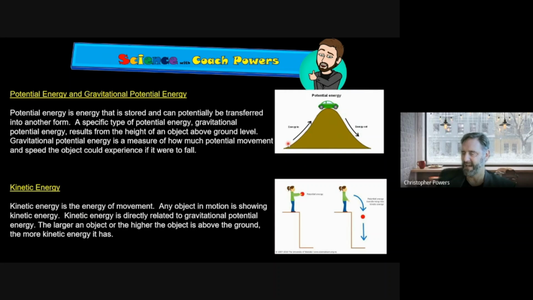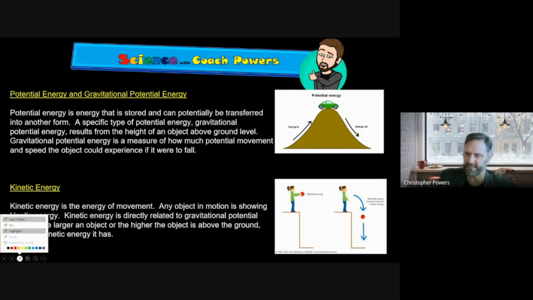Okay. It takes a lot of energy to get higher potential energy up the hill. Then as we go down, potential energy goes lower. So let's read what this says. Potential energy is the energy that is stored and can potentially be transferred into another form. A specific type of potential energy, gravitational potential energy, results from the height of an object above the ground level. So gravitational potential energy is a measure of how much potential movement and speed the object could experience if it were to fall.